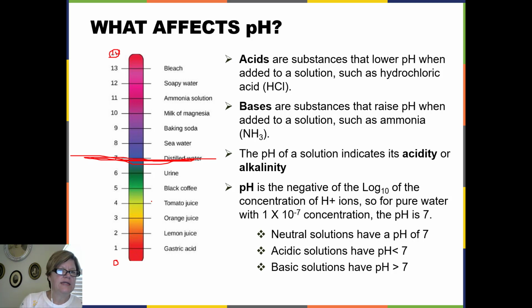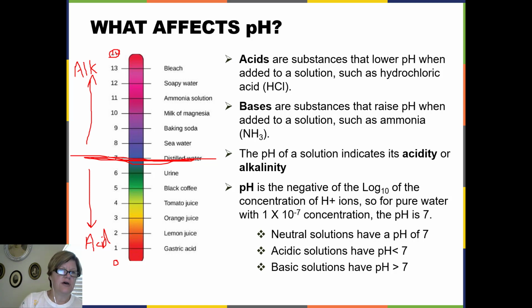And any pH number less than 7 indicates acidic. So acidic is on this side of the line. Put acidic. And any pH above 7 is basic or alkaline. Put alkaline here. Okay. Now, the further away from 7 you are, the more acidic or the more alkaline it is.